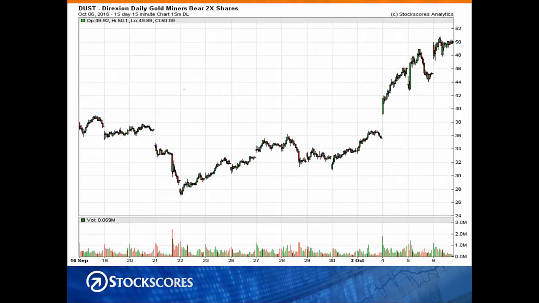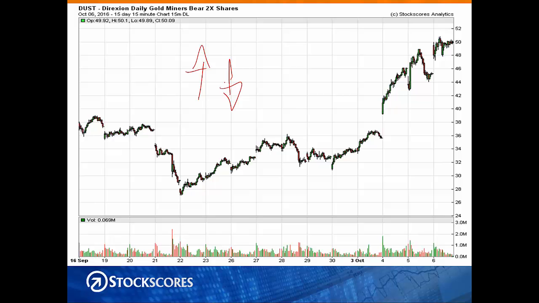But now I want to switch gears a little bit and apply that basic chart reading to a much shorter time frame. This is the chart of an ETF called DUST. This goes up when gold goes down. It's a good way to profit when gold is moving lower. And it's one that I traded earlier this week when gold collapsed.